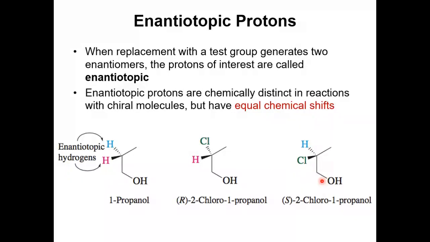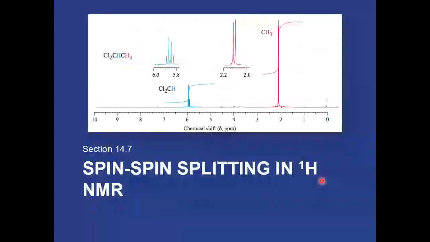They cannot be resolved by the proton NMR instrument. So technically, these two protons are chemically distinct. They are different from each other, but their chemical shift value is the same. We cannot really resolve them. But they have the same chemical shift value.